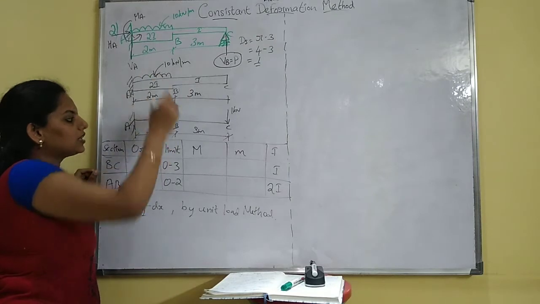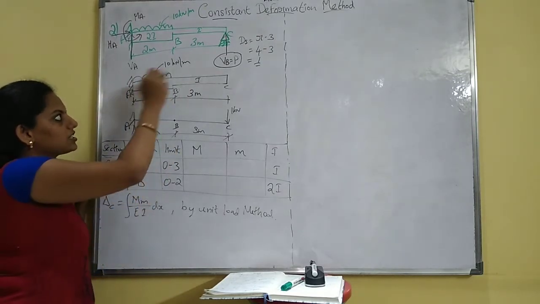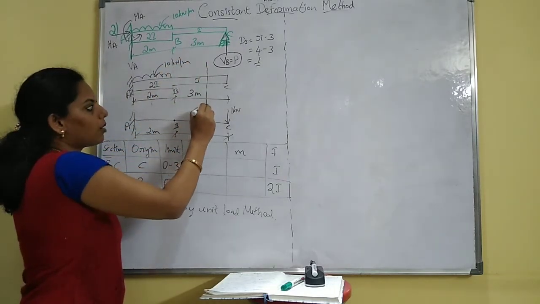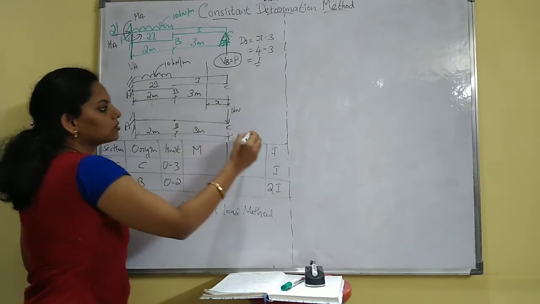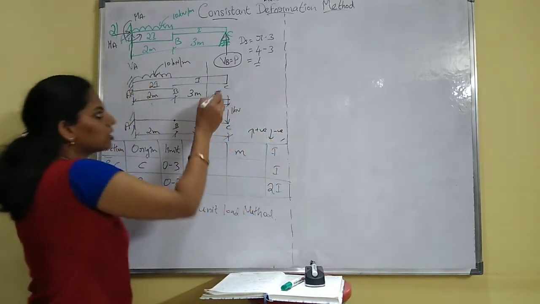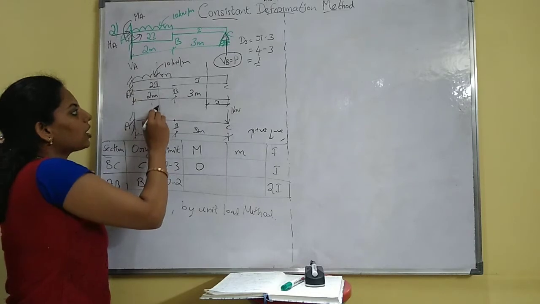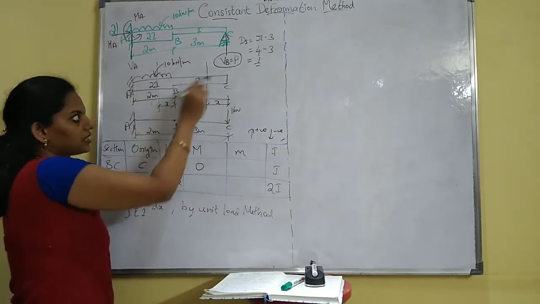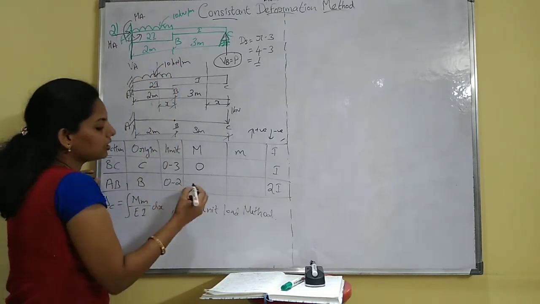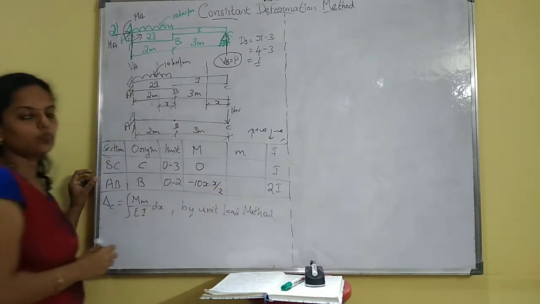In the unit load method, the formula is capital M into small m divided by EI into dx. So first step, for the initial problem, you have to find the moment, that is M. The sign convention for bending moment is upward positive, downward negative. Here there is no load, so at this point it will be 0, and at this section, the load is the UDL, so it is nothing but minus 10 into x by 2.